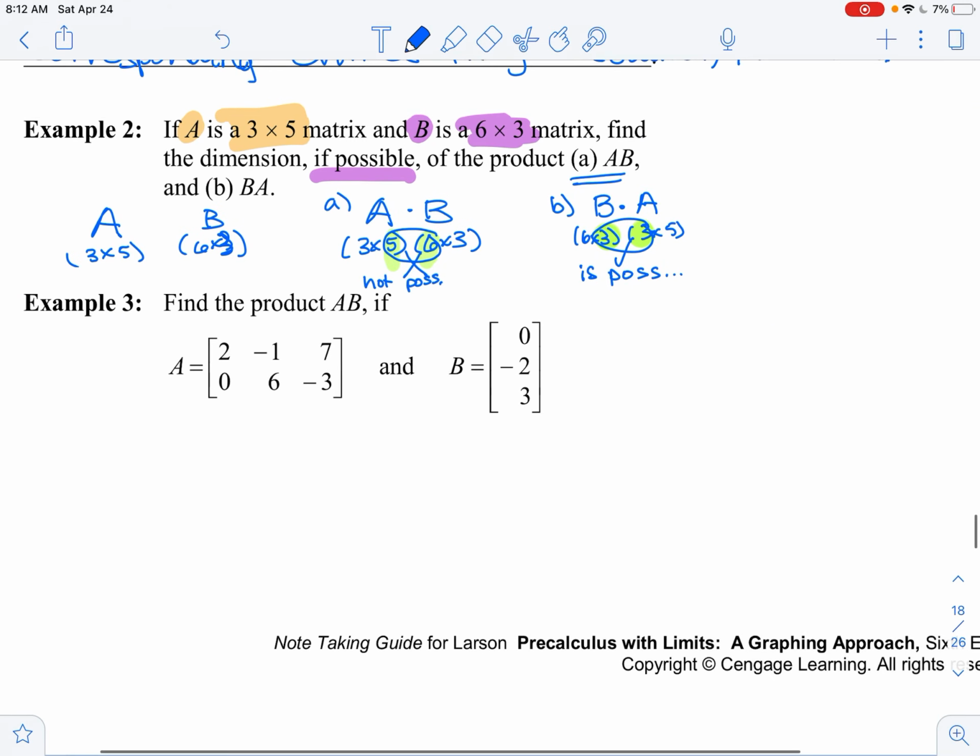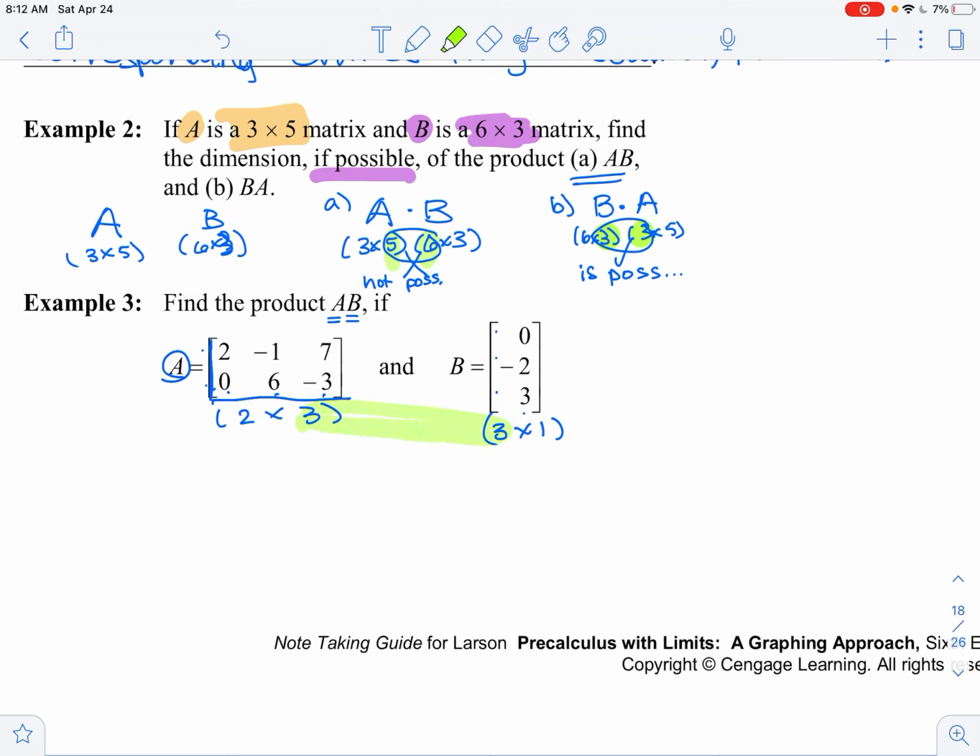Okay, so if it's possible, then you would go set up that multiplication. So now let's talk about how to set up the multiplication. It says find the product matrix A times matrix B. If matrix A equals this, we call this a 2 by 3, right? Because we have 2 rows and 3 columns. And this is 3 rows by 1 column. So is this possible? Do these numbers match? They do. So it is possible, and this is how you would set it up.